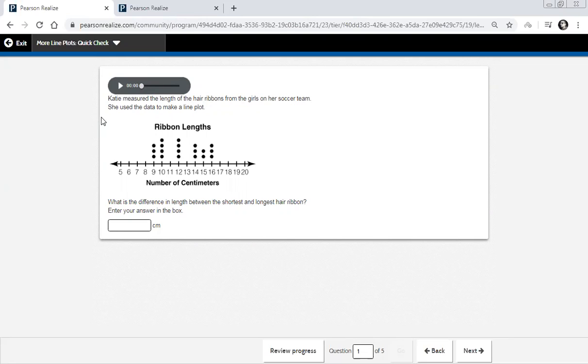Okay, let's check the line plot that we have. Here, the shortest one is 9, but the longest one is 16. So the difference between 9 and 16, I should subtract 9 from 16. So 16 minus 9 gives us, yes, excellent, gives us 7. Move to the next one.